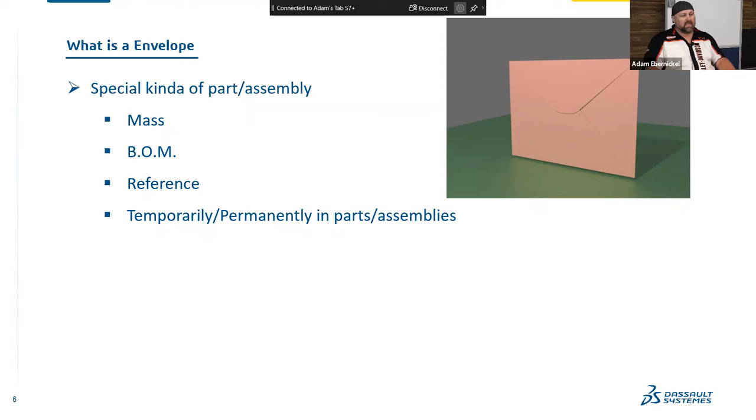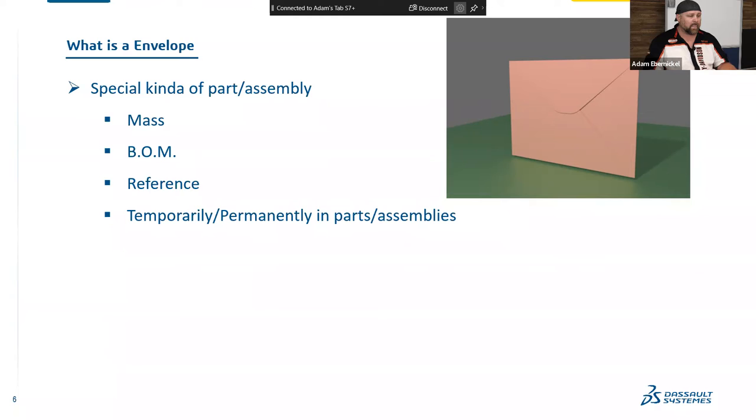It is a special kind of part or assembly. Now, when you look at a few criteria of that, when I talk about a special part or assembly, what about the mass? It doesn't have any mass, right? So the mass is negligible when you talk about adding an envelope into your model and needing to know the mass for what you're actually designing, right? What about the bill of material, the BOM, right? The bill of material does not affect your overall construction of your design in association with the envelope. It's more like a reference, right?